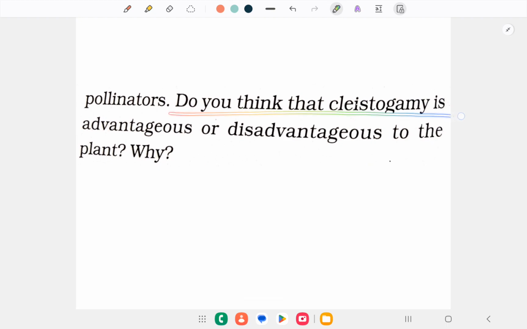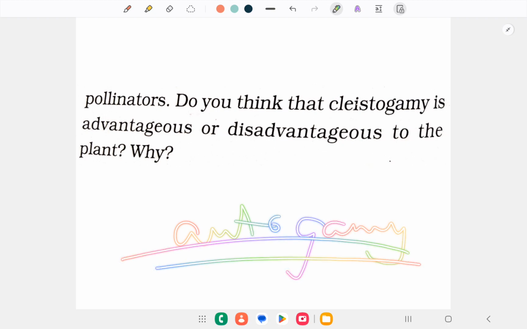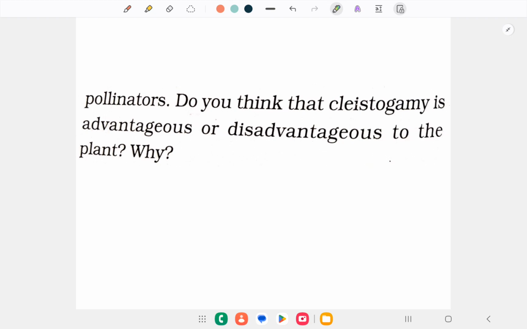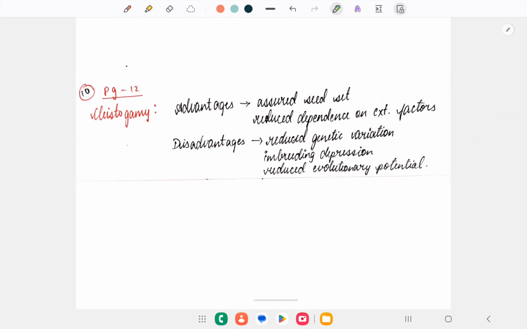Do you think that cleistogamy is advantageous or not to the plant, and why? So cleistogamy is the process where autogamy will take place. That is, self-pollination will happen. So it has both advantages and disadvantages. When we speak about advantages, it has assured seed set.